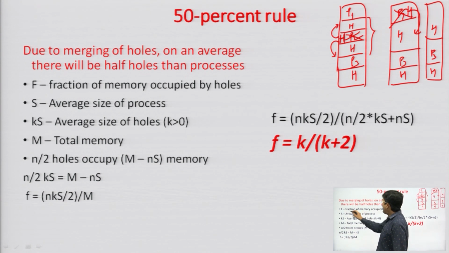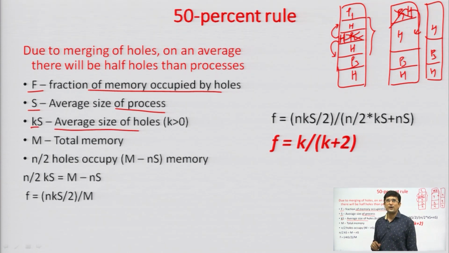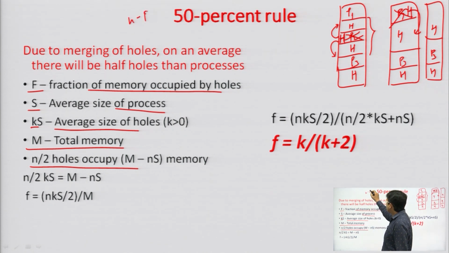So, let us say f is the fraction of the memory occupied by holes, and s is the average size of the process. Let us say the average size of the hole is ks. We just want to find out what fraction of the memory is occupied by holes. So, m is the total memory. We are considering that there are n processes, so in case there are n processes, n by 2 will be the holes.